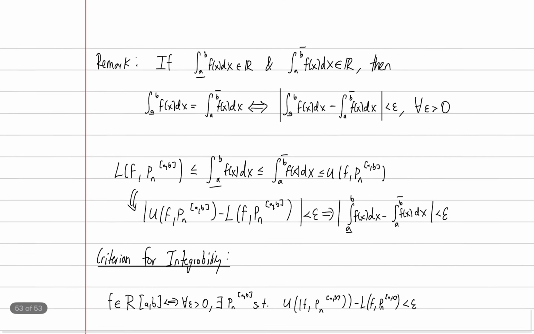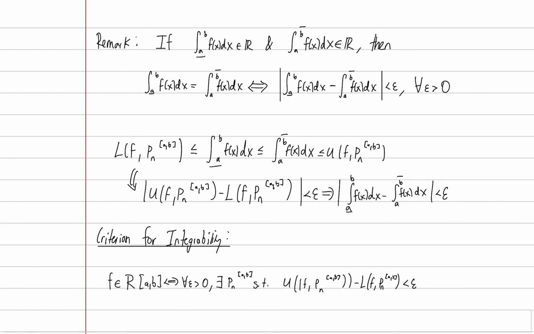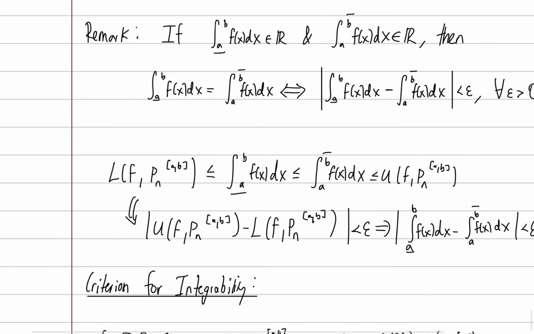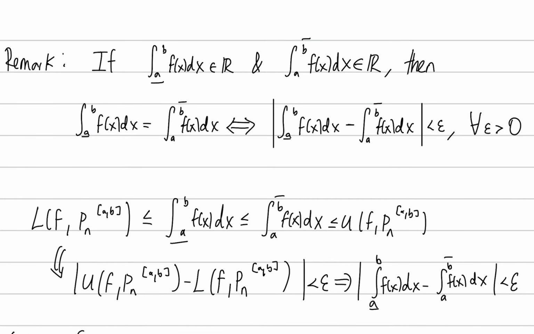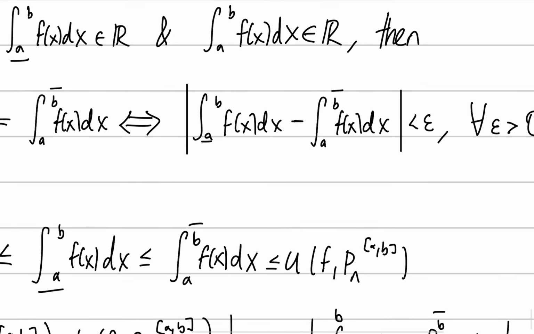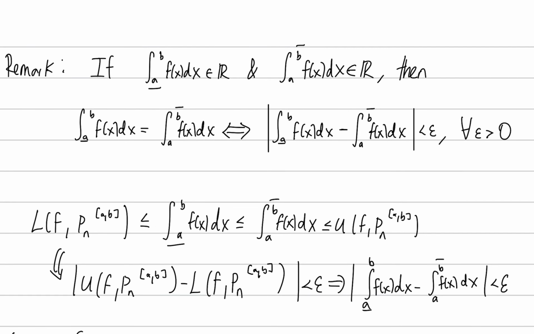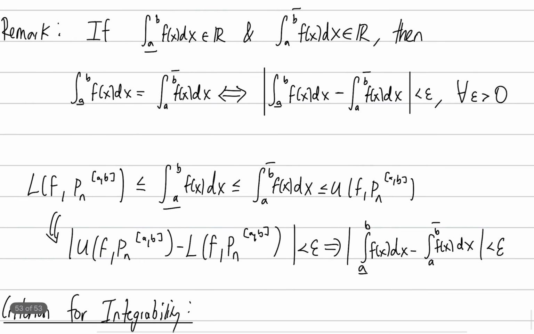And I'm gonna do a bit more, but this is more important for next video. So I will reiterate this next video, but if both the lower and upper integrals are real, then they are equal if and only if their difference can be made smaller than any positive epsilon. This is one of the lemmas I discussed. If you can make the distance between any two numbers arbitrarily small, the numbers are equal.